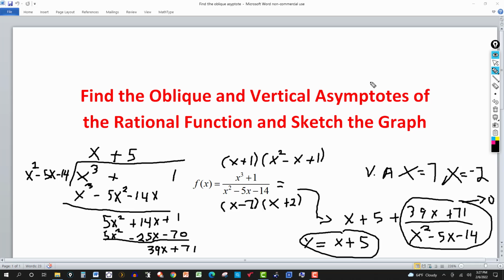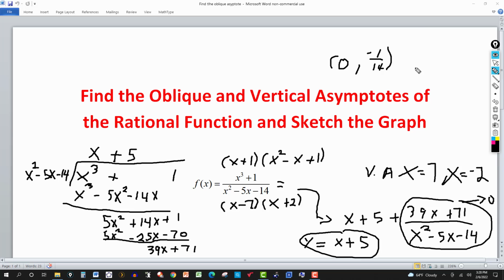So you can see that if x is equal to 0, we replace the x by 0 here. We get, on the numerator, 0 cubed is 0 plus 1, that's 1. And the denominator, x squared is 0, minus 5 and 0, that cancels out. It gives you minus 14. So the point 0 and negative 1 over 14. That's your y-intercept. That's where the graph crosses the y-axis.